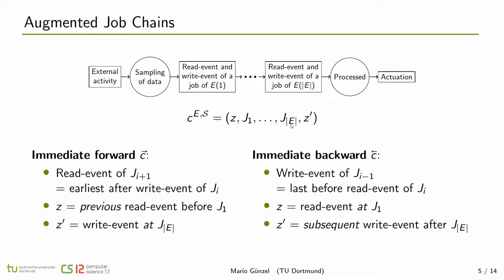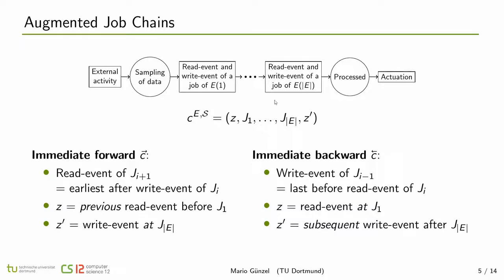For immediate backward augmented job chains, this job sequence is defined in a backward manner. So we start with JE and define the previous job. Then Z, so the external activity, is set to the time of the sampling. So that is the read event of J1. And the time between processed and actuation is maximized by defining Z prime to be the subsequent write event after JE. We compute then the length of such an augmented job chain by subtracting Z from Z prime.